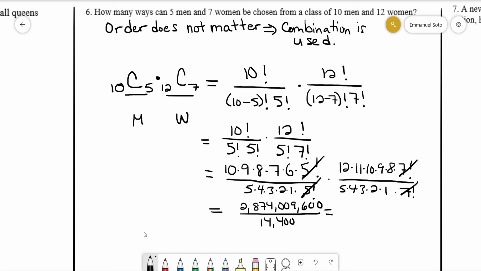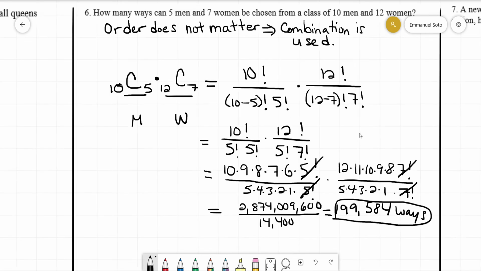So we take our numbers, and we get 199,584. All right, and that's how you calculate that. So that's number 6.